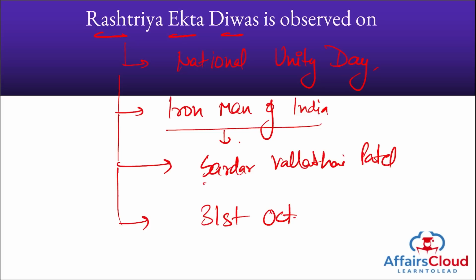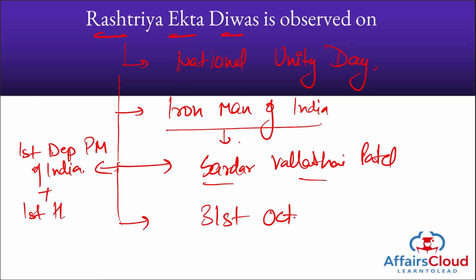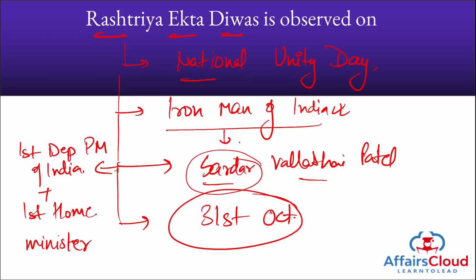Then remember, if we talk about Sardar Vallabhbhai Patel, he was the first Deputy Prime Minister of India, as well as the first Home Minister of Independent India. Remember these two terms. He is also known by the term Iron Man of India. Vallabhbhai Patel was given the title of Sardar also, and on his birth anniversary, that is on 31st of October, we observe National Unity Day, also known as Rashtriya Ekta Divas.